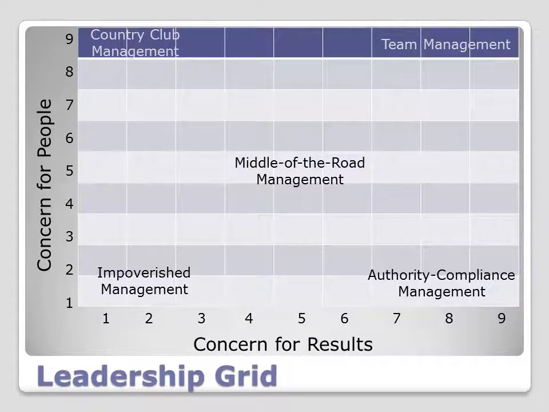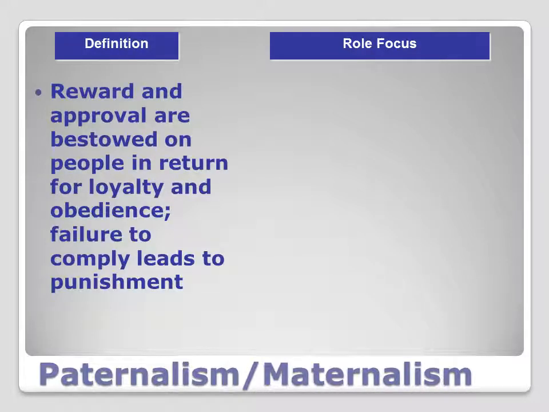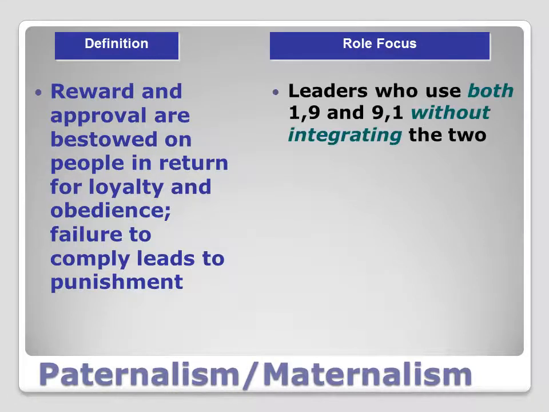maternalism if you're a female. Where this sort of lands, it doesn't land specifically in one and remain in one spot on the board. If I can define it this way: reward and approval bestowed on people in return for their loyalty and obedience. Failure to comply leads to punishment. So depending on your behavior as the worker, the leader will either drive you very hard towards task and not care much about you, or the other. So either a 1-9 or a 9-1, or they will very much care for a relationship and not a task.